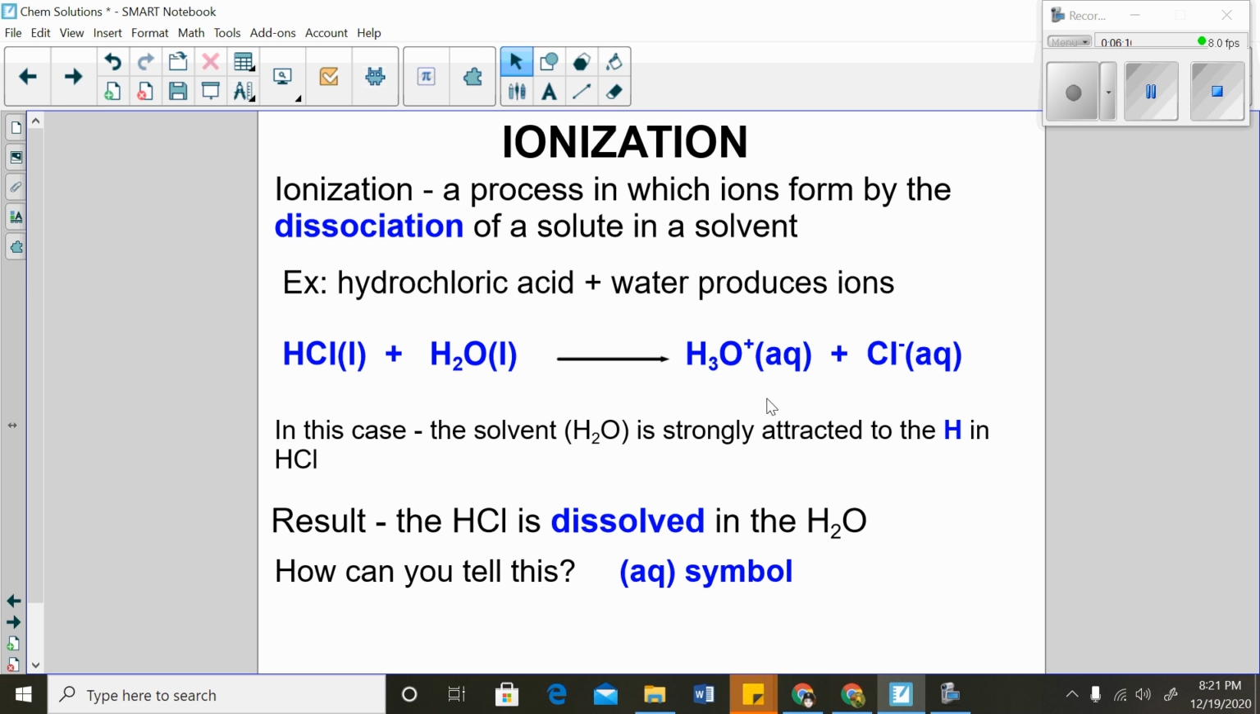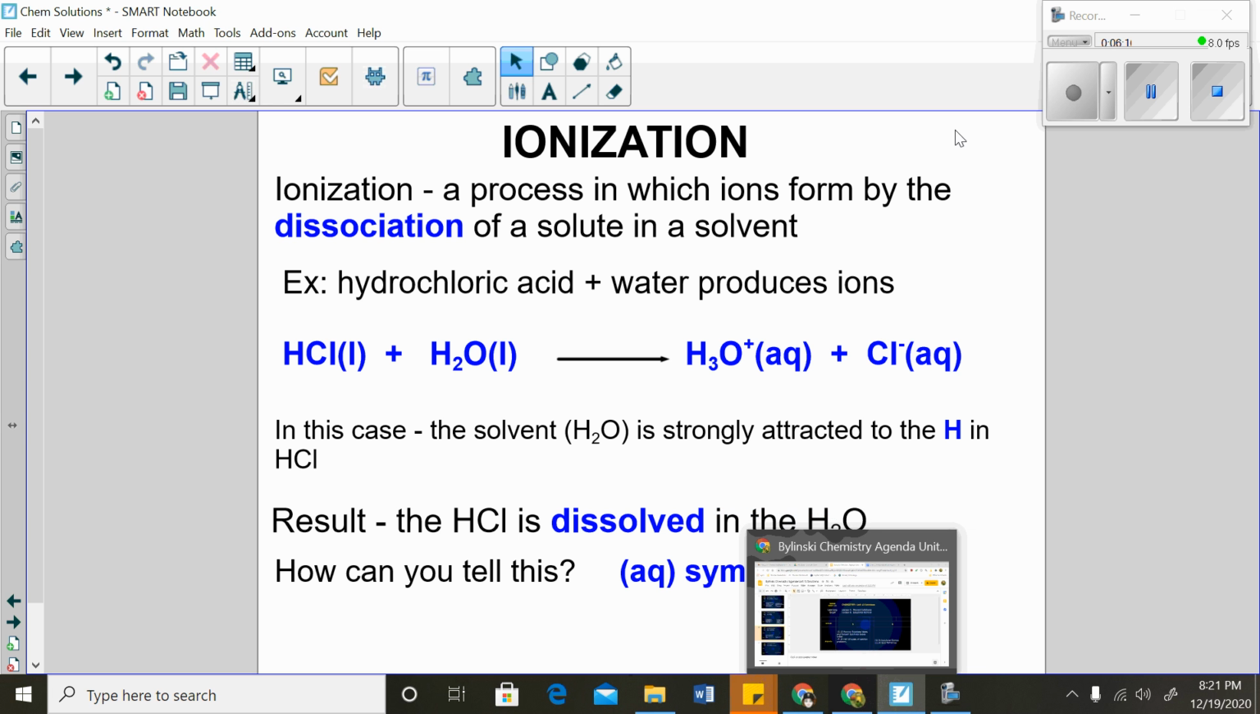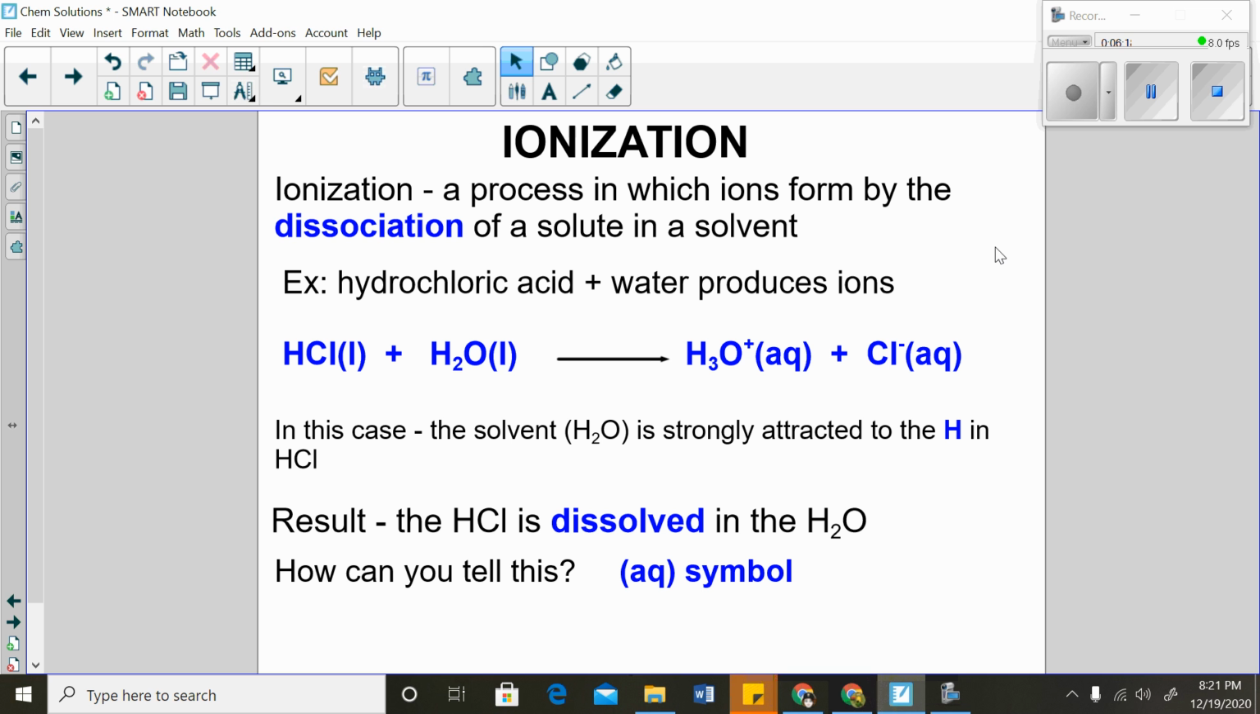All right. So why do you have electrolytes? What is actually going on when they are conducting electricity? Well, we talked about ions, that they have ions in solution. So let's look at what ionization means. Ionization is a process in which ions form by the dissociation of a solute in a solvent. So it's that breaking up of the solute in a solvent.